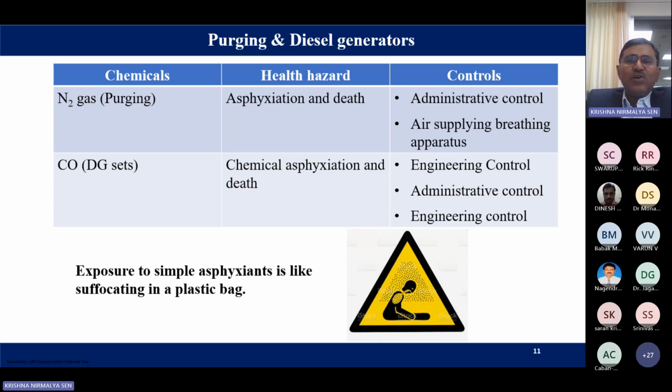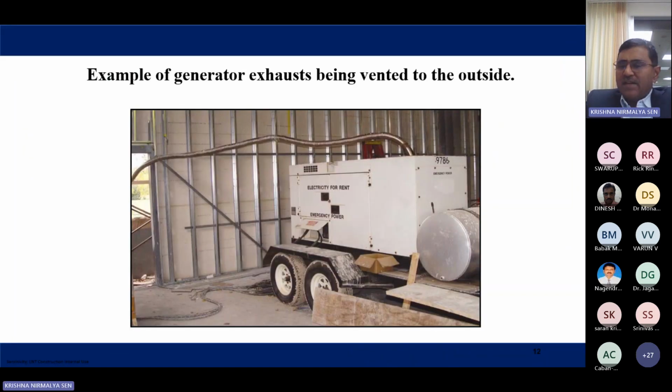Similarly with CO, because there is no smell in both nitrogen and CO cases. So it is very important that there is proper diagnosis, proper administrative control like measurement, and engineering control like ventilation and things like that. Anyway, this is a simple picture where the exhaust can be dangerous unless it is properly vented out.